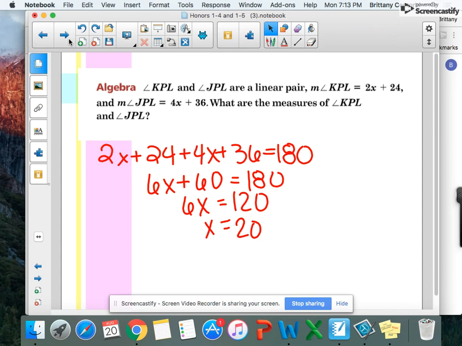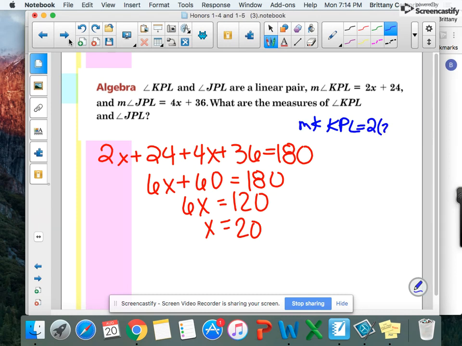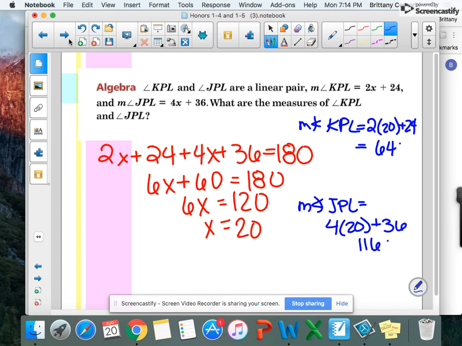Then when we plug back in for KPL, we're going to do 2 times 20 plus 24. So that's going to give us 64 degrees. And then again, since they form a linear pair, that means if we add JPL, we have to get to 180. So we can do 180 minus 64, or again, we can just plug in for the measure of angle JPL. We can do 4 times 20 plus 36, which gives us 116 degrees.